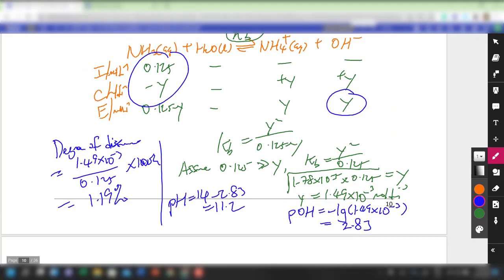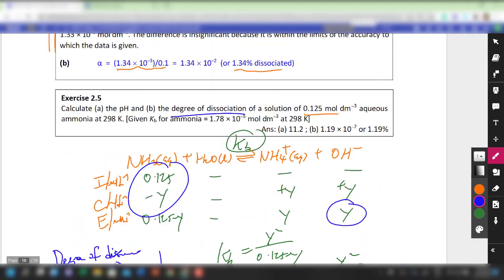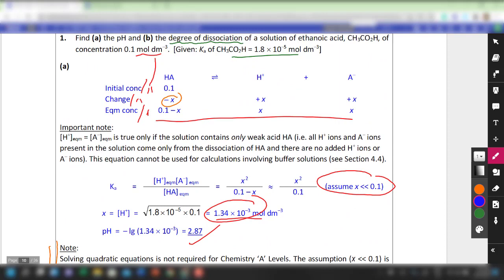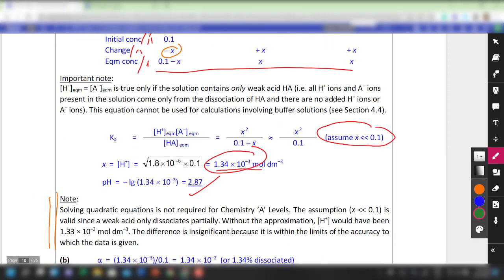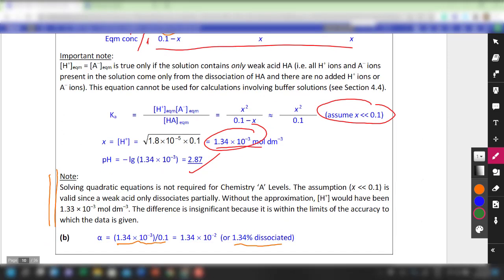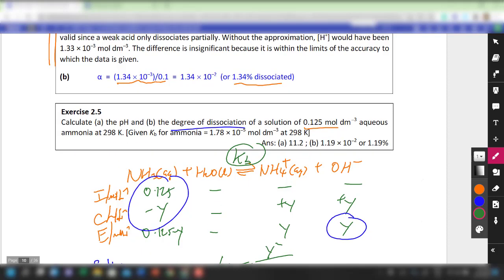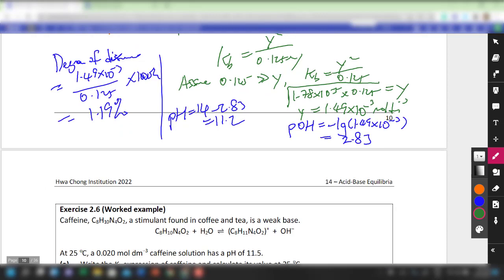Okay, so the way to work out exercise 2.5 is very similar to exercise 2.4. So if at this point in time you have some issues, please go back and review them, because it is highly necessary that you are comfortable in working through the basics of at least finding out the initial concentration of a weak base and a weak acid. Okay, so that is exercise 2.4 and 2.5.